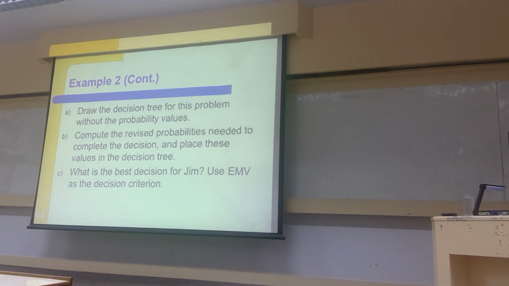Then we have three questions. Question A, draw the decision tree for this problem without probability values. Question B, compute the revised probabilities needed to complete the decision tree and place these values in the decision tree. And question C, what is the best decision for Jim? Use EMV as the decision criterion.